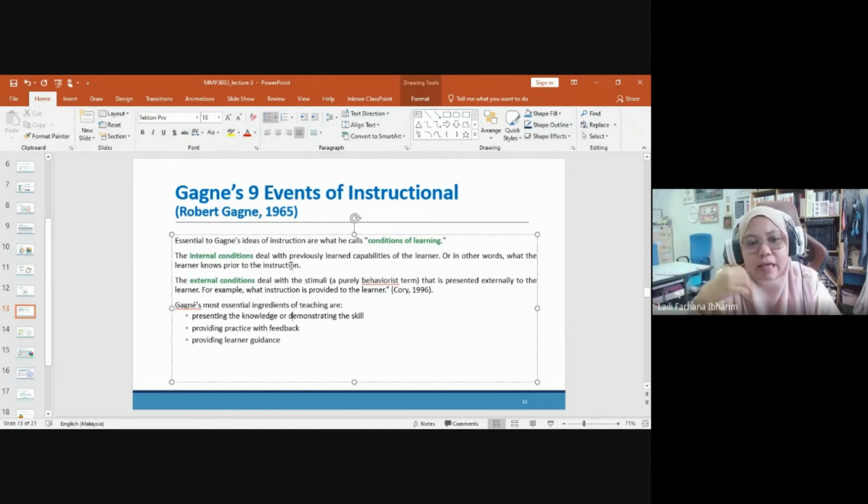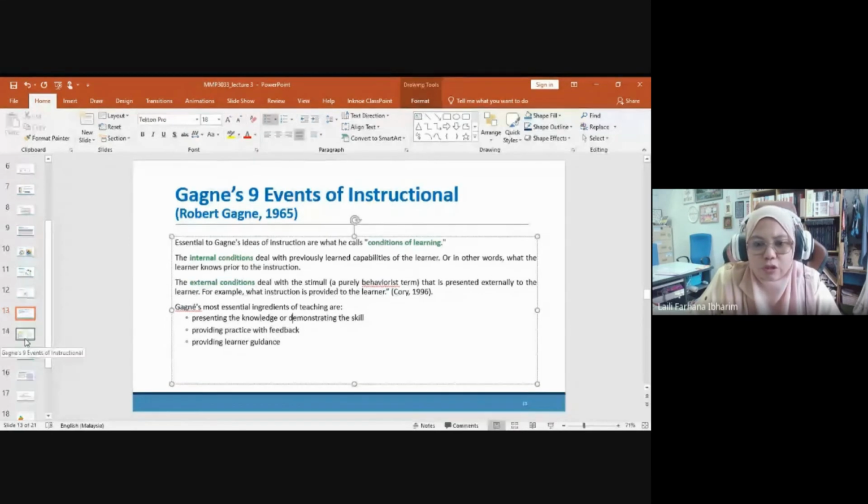Okay, and then the external condition deals with the stimuli. The stimuli here is when we give our learners something that triggers them, that is presented externally to the learner. For example, the instruction is provided to the learners. So that is the most essential ingredient for teaching. First is presenting the knowledge or demonstrating the skill. Okay, providing practice with feedback and providing learner guidance. That's why the nine events of instruction is more into the external condition.